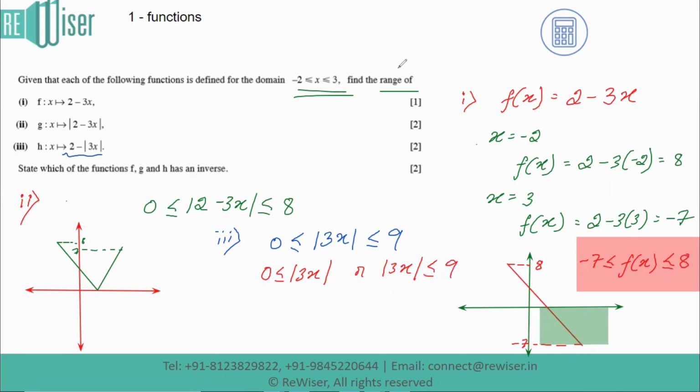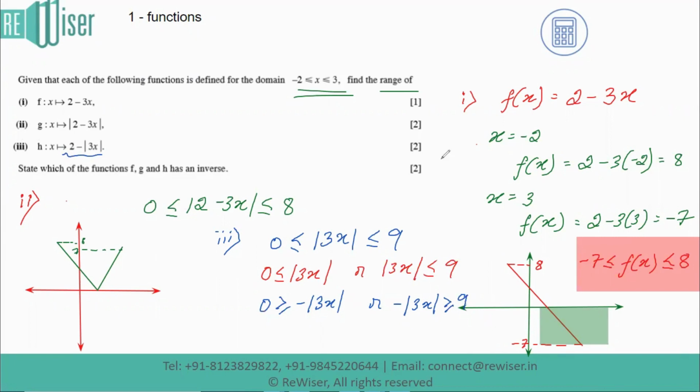And when I multiply with negative, the inequality would switch. So in this case, it will become 0 is greater than or equal to minus of mod of 3x, or in this case, minus of mod of 3x would be greater than or equal to 9.